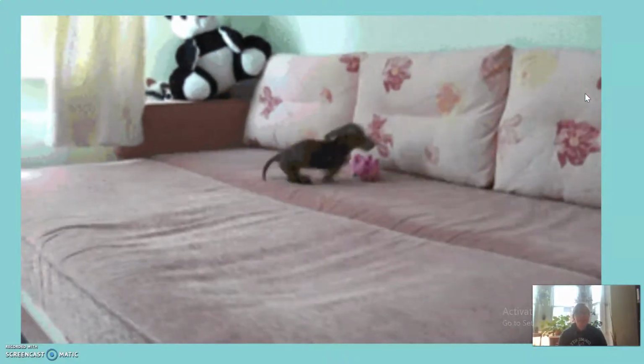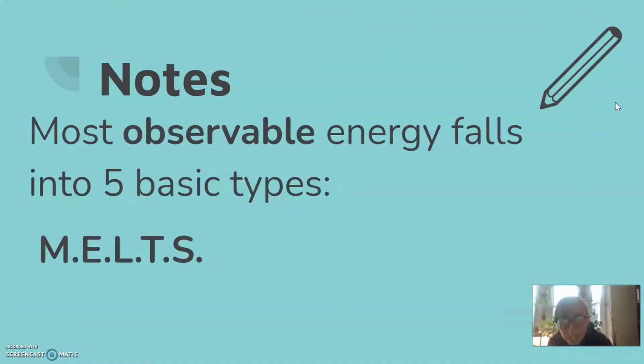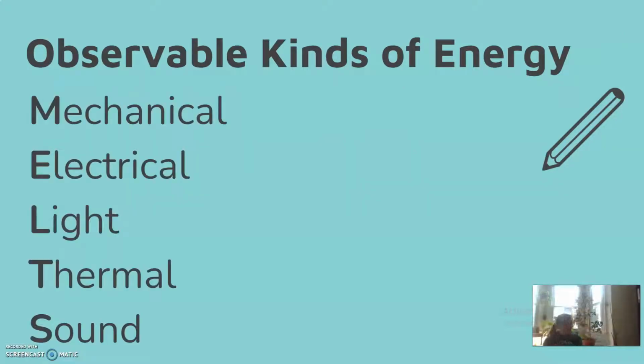So what is energy? This is one example. But when we talk about energy in science, we're usually talking about one of 5 basic types of energy. This acronym, MELTS, can help us remember what the 5 basic types of energy are. So make sure you're taking notes as we go through the rest of these slides. There's going to be some notes and then some vocabulary also.